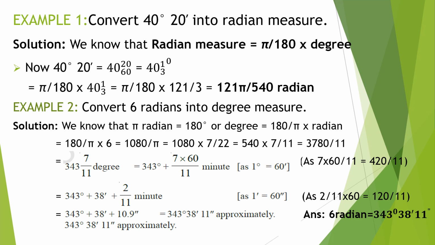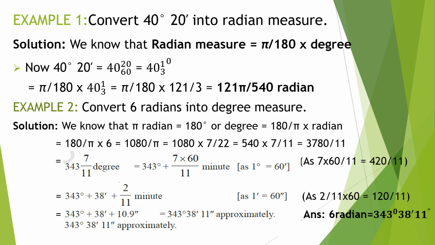So pi upon 180 into 41 upon 3 is 40 into 3 plus 1 means 121 upon 3. When you simplify it, you get that as 121 upon 540 pi radian. Second example is you have to convert 6 radians into degree measure. See the calculations very carefully.